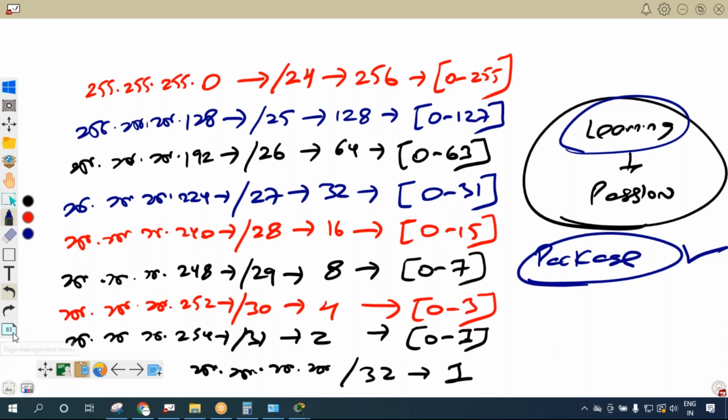Now, my dear friends, coming to the next point. The next point is, if you see a subnet mask of /23, we have seen up to /24. Now we will go back. Getting the point?